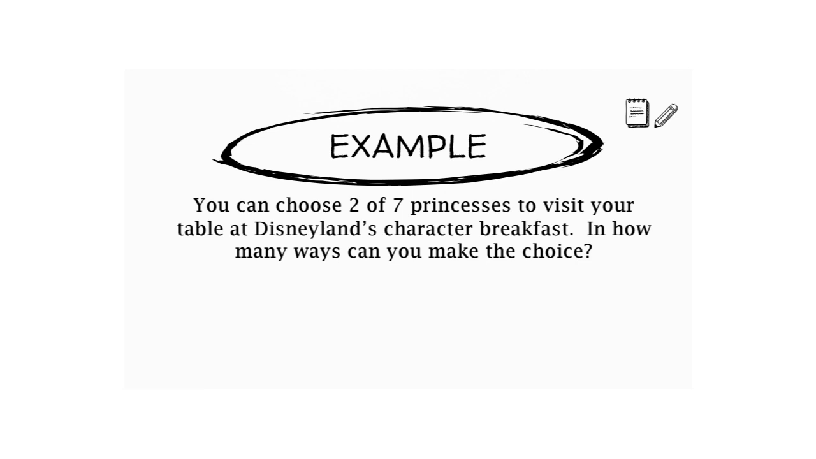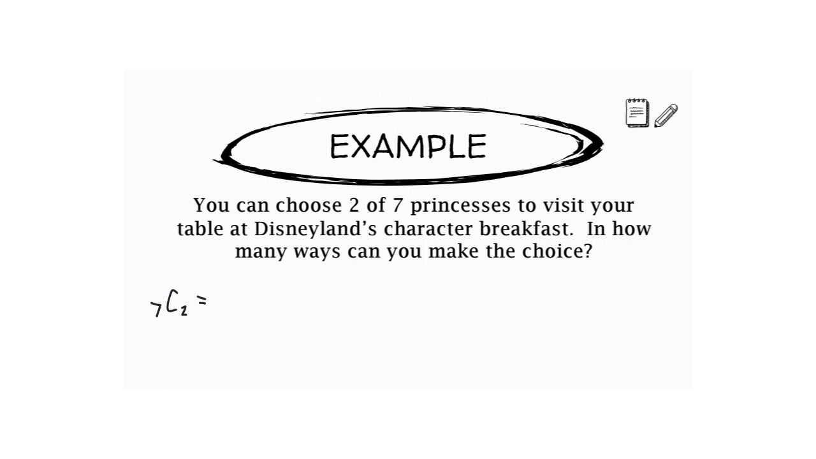In our next example, we're told that you can choose 2 of 7 princesses to visit your table at Disneyland's character breakfast. Who will you choose, and how many ways can you make the choice? So this is a job for a combination because we're just going to choose them. It doesn't matter which order they show up. If Cinderella's first and Ariel's second, or if Ariel's first and Cinderella's second, I still chose the same 2.